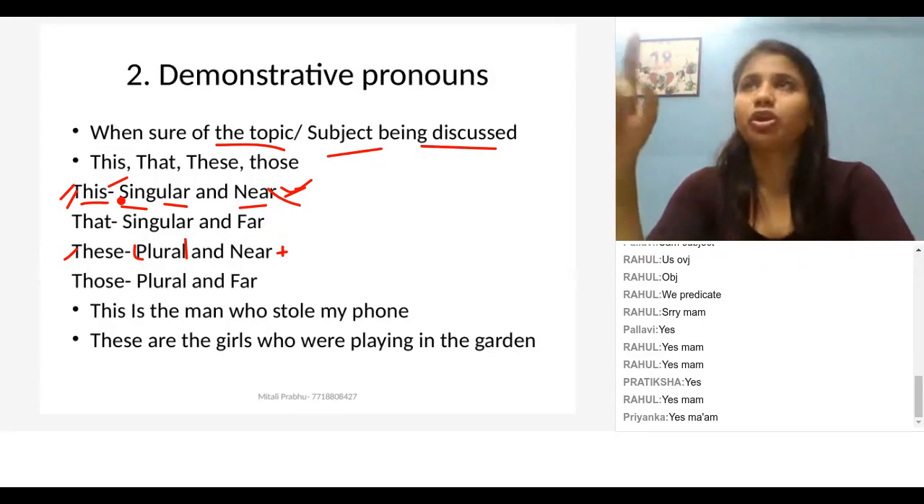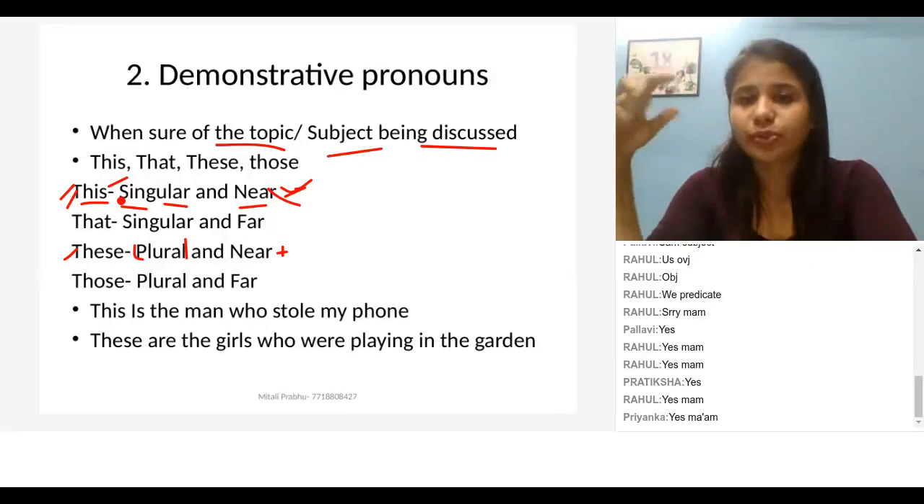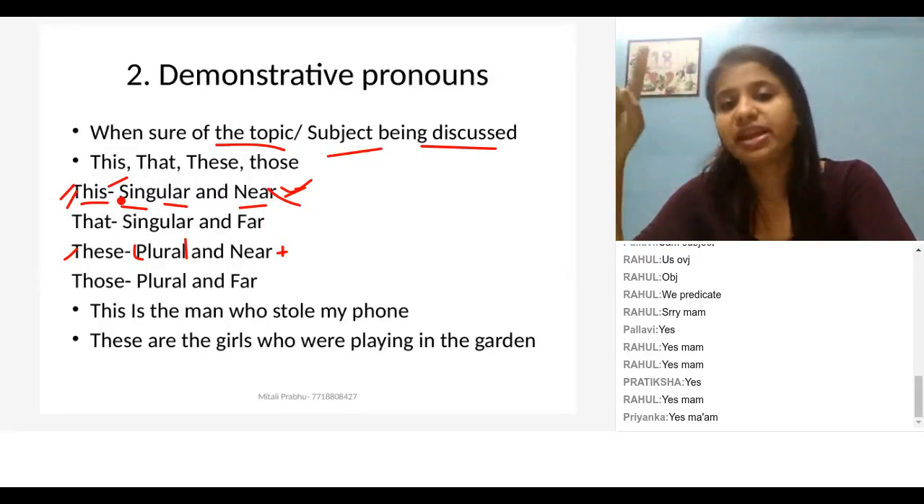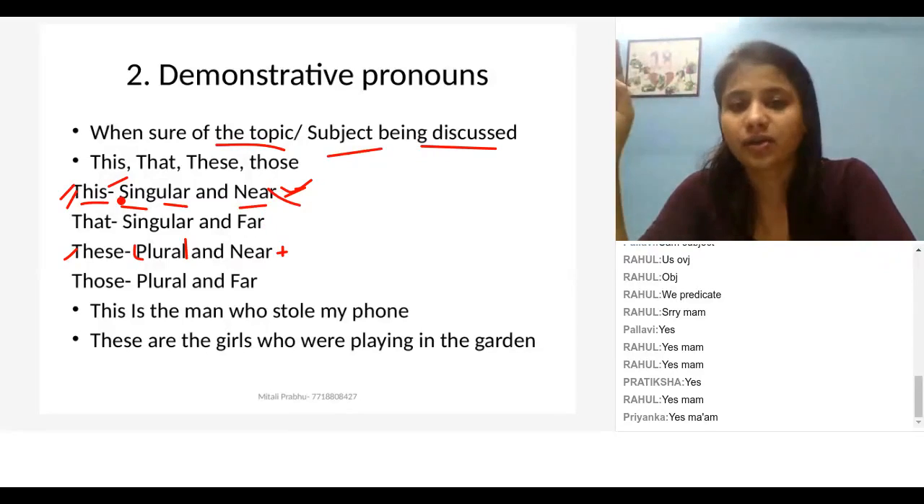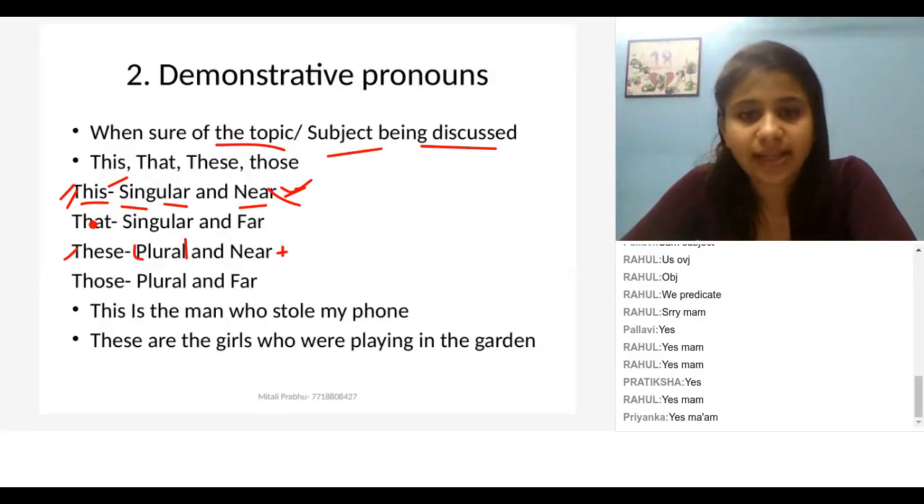Whenever it is far, so if you're talking about a house that is very close to you, you will say this house, and if it's somewhere very far, then you will point it out and say that house. So that is the difference between this and that. Okay. What you have to remember is this and these. Don't make a mistake in this and these. This is a common mistake students make.